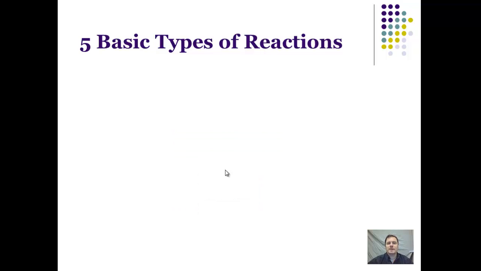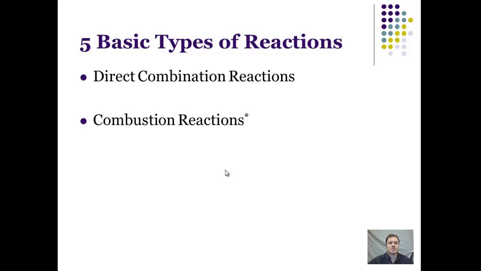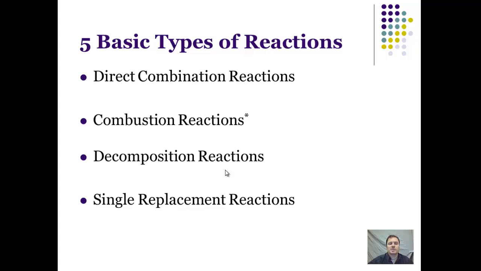There are 5 basic types of chemical reactions that we're going to worry about for this class, and they are direct or combination reactions, combustion reactions, which are simply a variation of the first one, decomposition reactions, single replacement reactions, and then finally double replacement reactions. You're going to be held responsible for identifying each one of these and being able to write the products based on the reactants. So pay close attention today.